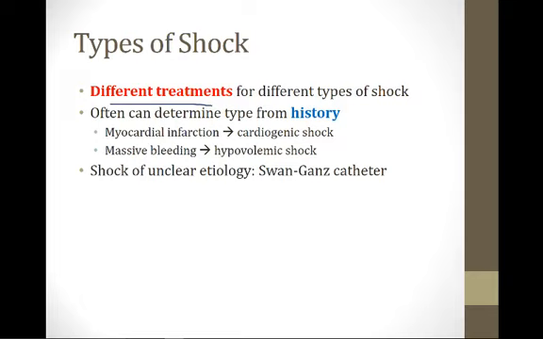Now, in clinical practice, we often know the type of shock just from the history. For example, a patient who had a myocardial infarction who develops hypotension obviously has cardiogenic shock in most cases. A patient with massive bleeding usually has hypovolemic shock. But when a patient has shock and we don't know why, there is a test that we can do to get some more details on the type of shock and potentially figure out the cause of shock. And that test is called use of a Swan-Ganz catheter.